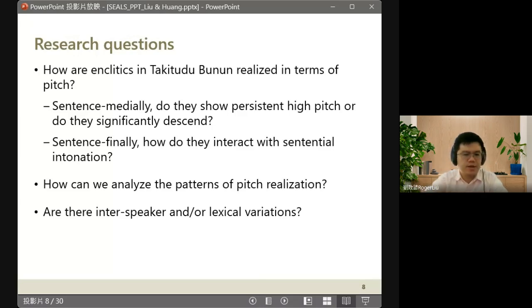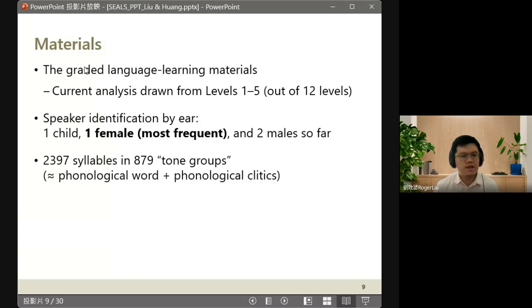And finally, how do they interact with sentential intonation? The second question is how can we analyze the patterns of pitch realization in terms of phonological representations or theories? And the third question is are there any interspeaker or lexical variations or idiosyncrasies in the system?